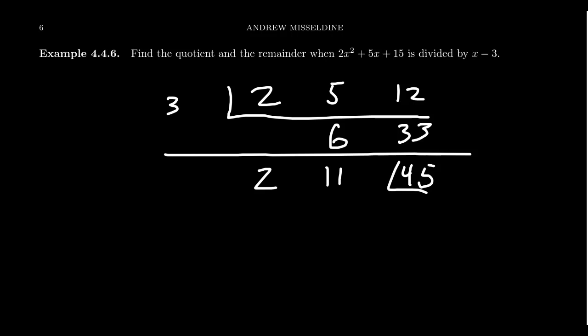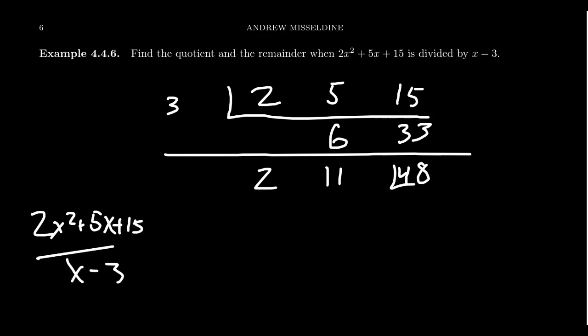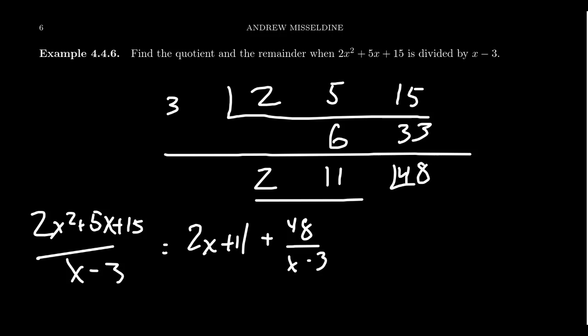Oh, it occurred to me that I actually had a 15 right here. So I should correct this so that it doesn't confuse anyone watching. So we had a 15, which then changes the remainder. 15 plus 33 was a 48. And so this tells us that 2x squared plus 5x plus 15 divided by x minus 3 is equal to 2x plus 11. Where did the 2x plus 11 come from? It came from these digits right here. We started off with a quadratic polynomial, so the quotient will be 1 less because we divided by a linear polynomial. So we get 2x plus 11, and then we add to it the remainder of 48 over x minus 3. And so that's what we get when we do synthetic division.